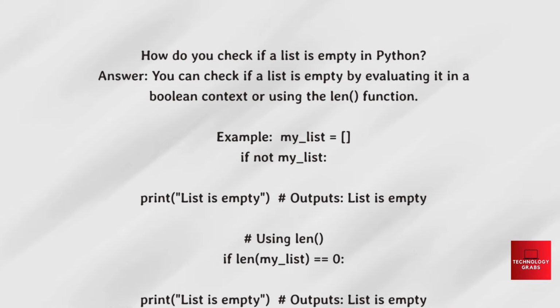How do you check if a list is empty in Python? Answer: you can check if a list is empty by evaluating it in a Boolean context or using the len function. Example: my_list = []; if not my_list: print('List is empty') outputs List is empty. Using len: if len(my_list) == 0: print('List is empty') outputs List is empty.